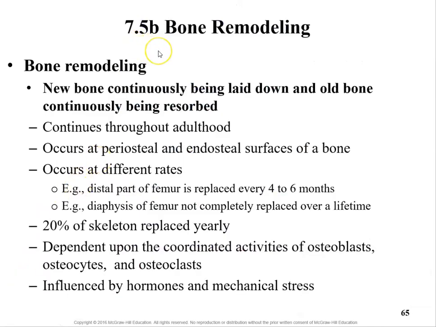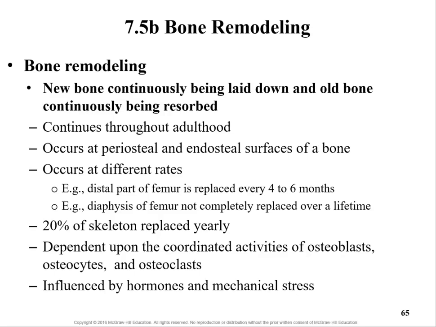Okay, so bone remodeling. New bone is continuously being laid down, and old bone is continuously being resorbed in your body. This happens throughout all of adulthood. This occurs at the periosteal and the endosteal surfaces of bone. Remember, the periosteum has that intercellular layer that has osteoprogenitor cells, osteoblasts, and osteoclasts, and so does the endosteum.